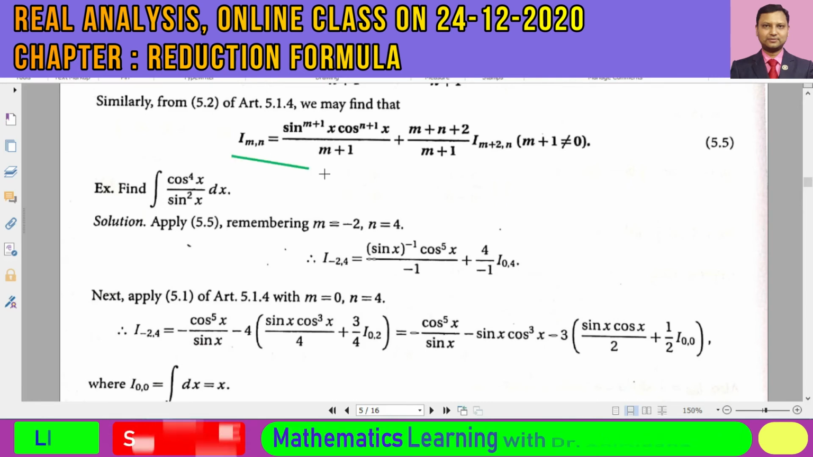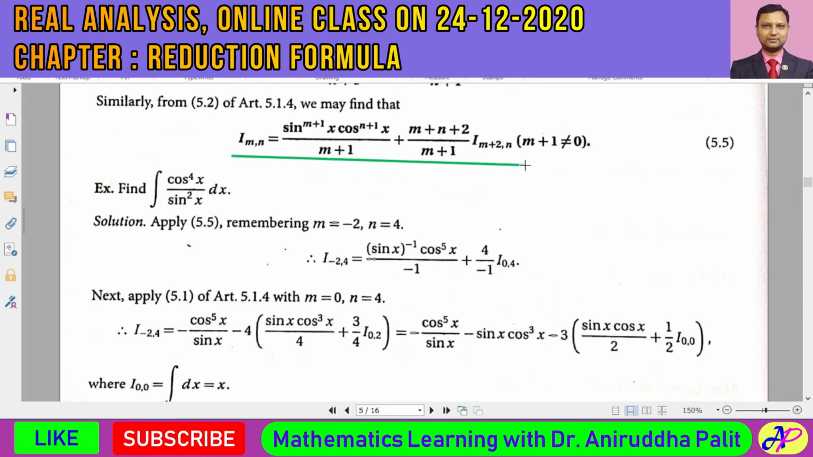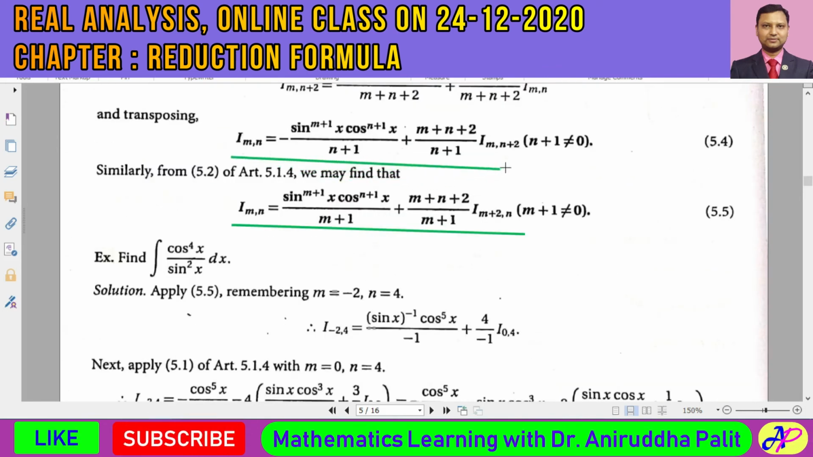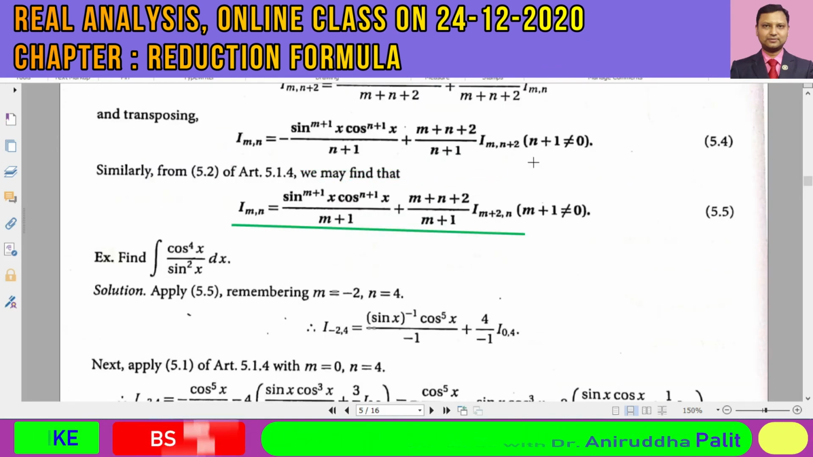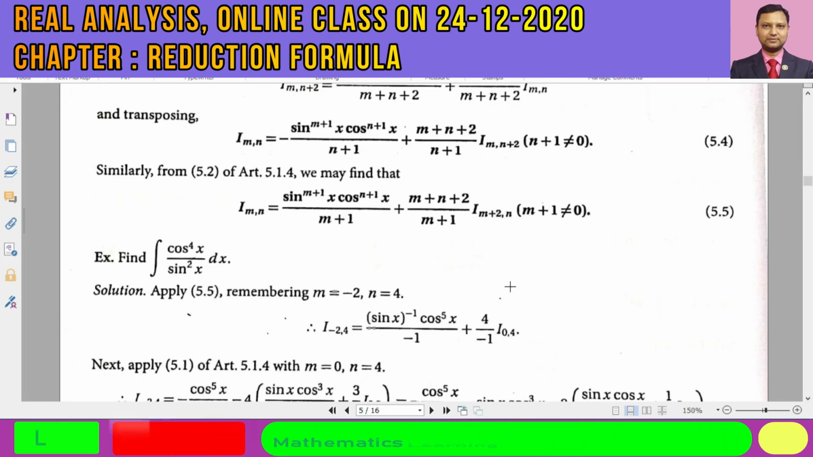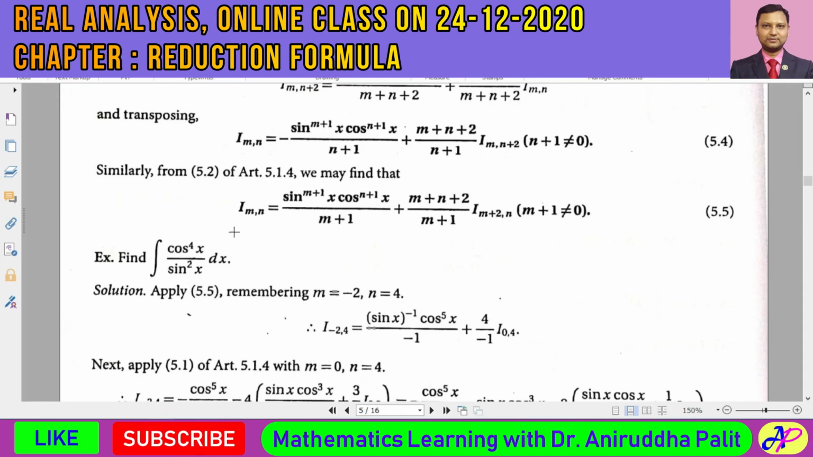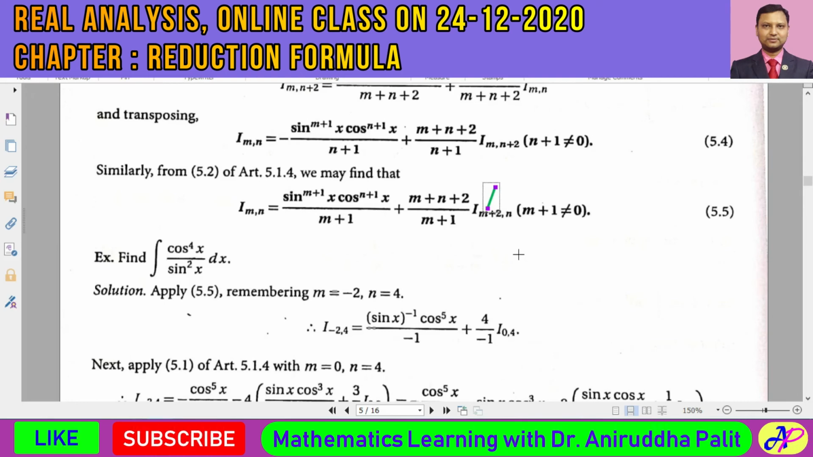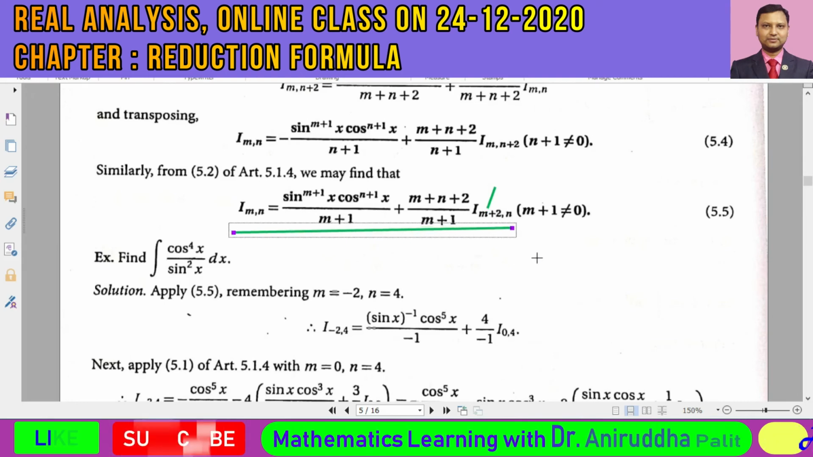So if we now apply this formula, this is one form. This is the formula I actually deduced. Over here, the target index is the second index, n plus 2. We can also have a target index m plus 2. We can adjust the manipulation in such a manner that the first index gets increased by 2. Okay, so in that case we will have this kind of formula.